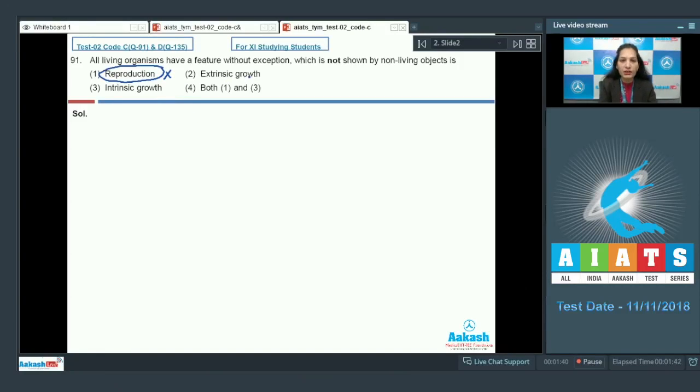Extrinsic growth. Extrinsic growth is the surface accumulation of materials which is shown by non-living objects only. So this option is also ruled out. Intrinsic growth. Yes, it is the correct option, as intrinsic growth is shown by living organisms only, not by the non-living objects. So the correct option for the given question is option number 3. Let's move on to the next question.